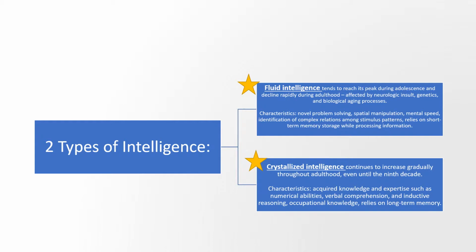Cognitive abilities collectively form the concept of intelligence. There are two types of intelligence, fluid and crystallized. Fluid intelligence tends to reach its peak during adolescence and decline rapidly during adulthood. Crystallized intelligence continues to increase gradually throughout adulthood, even until the 9th decade.